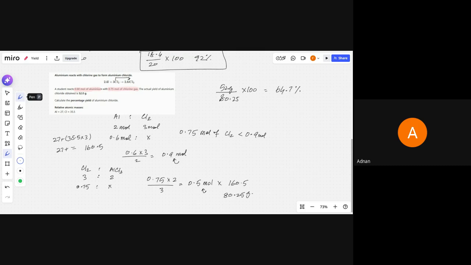And just remember that if the moles of both the reactants are changed, you must identify the limiting reactant first, and using the mole ratio of the limiting reactant, you must calculate your theoretical yield. Okay, so this will be all for this topic.